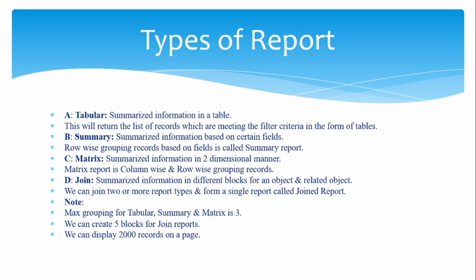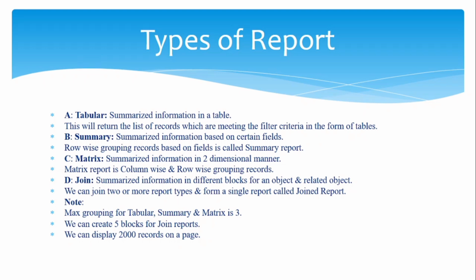Types of report. There are four types of report. Tabular, summarized information in a table. This will return the list of records which are meeting the filter criteria in the form of tables. Summary, summarized information based on certain fields. Row-wise grouping of records based on fields is called a summary report.